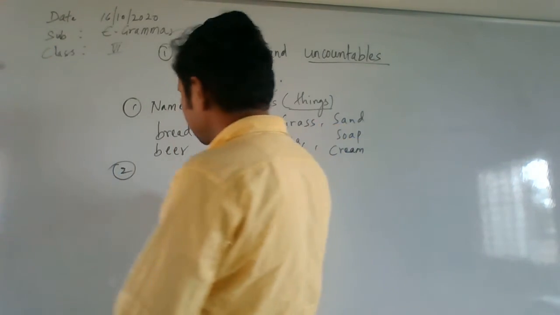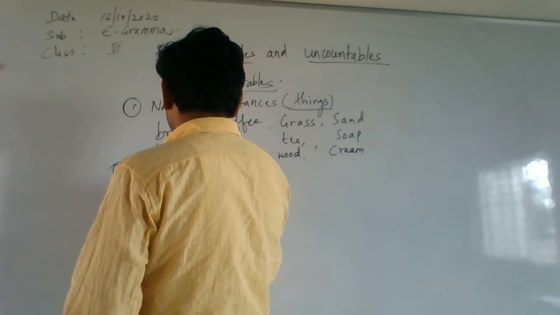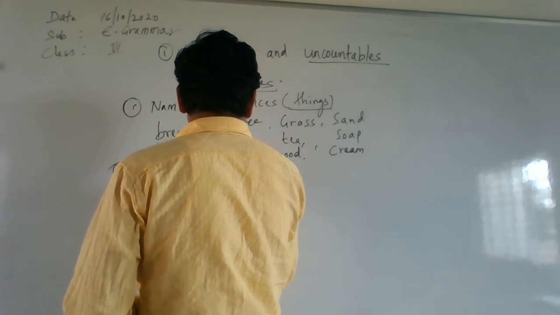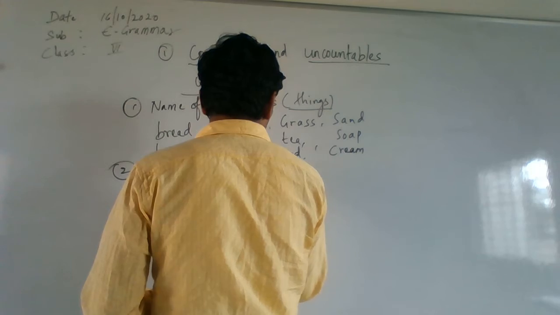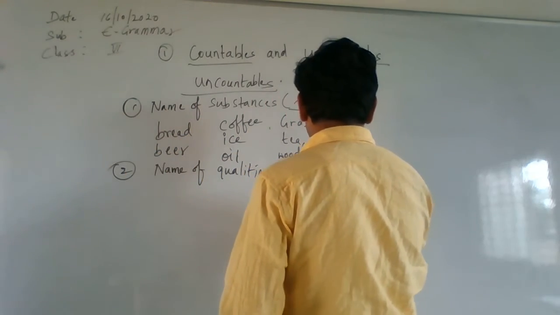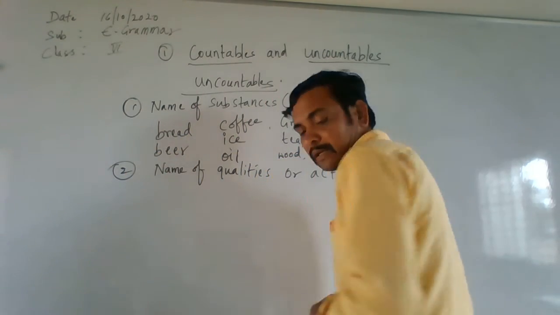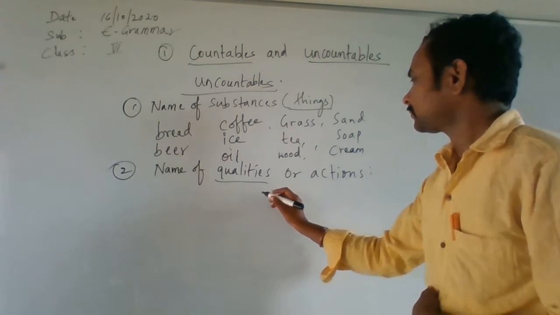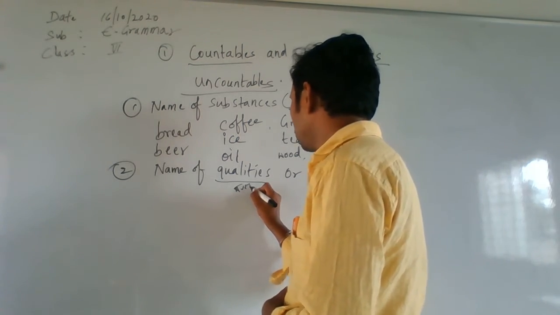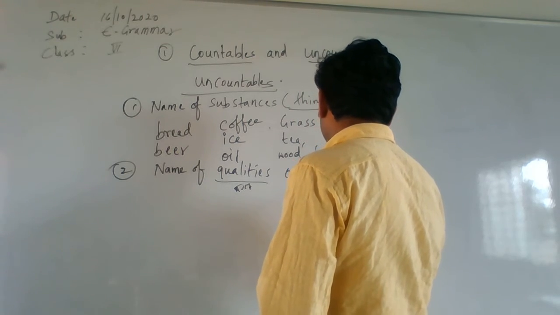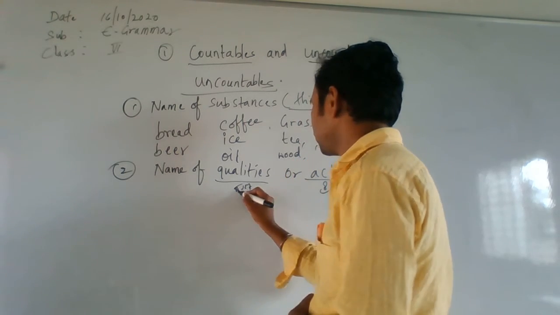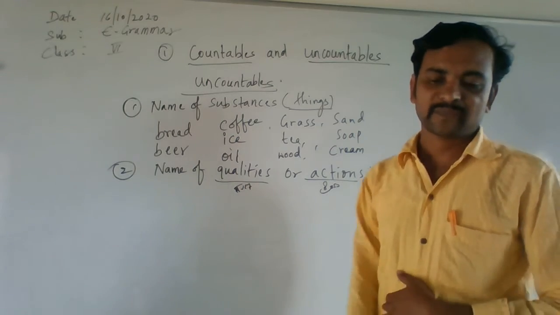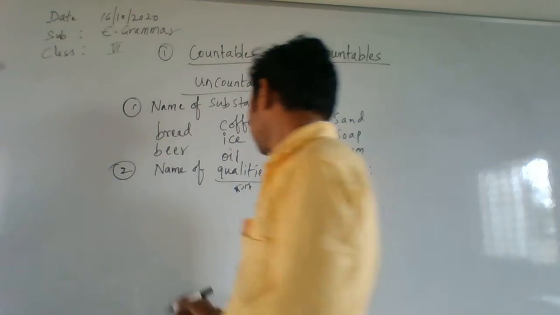Let's see the second one. What is that? Name of qualities or actions. Name of qualities or actions. Qualities are guna. Actions are kriya. Okay. Qualities are guna.